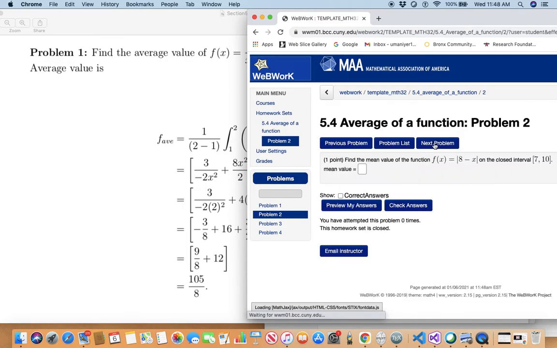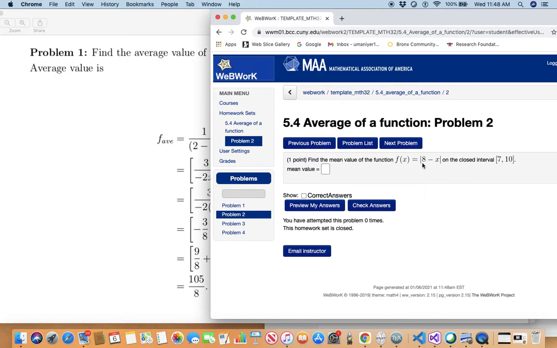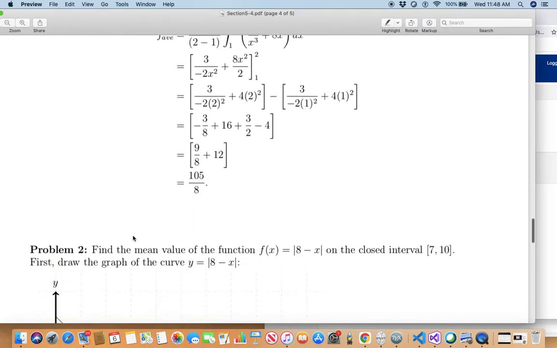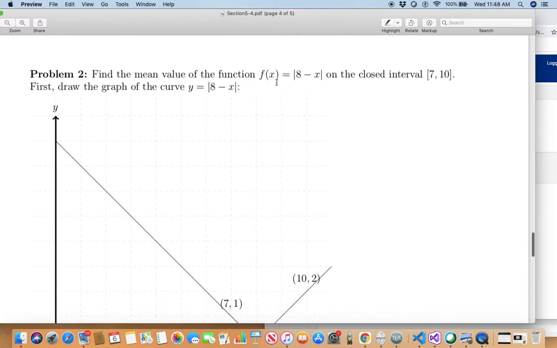Correct. Next problem. Find the mean value of the function f(x) equals absolute value of 8 minus x on the closed interval 7 to 10.